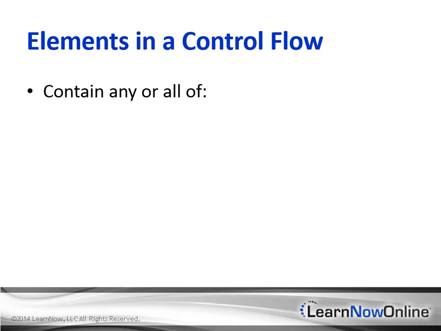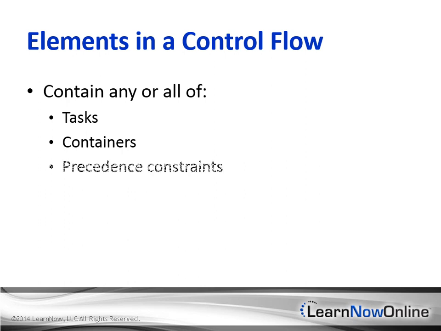Control flows can contain any or all of three broad kinds of elements. The first is tasks, and these are just steps that the package performs, including data flow, file management, and scripting abilities. There can also be containers. These containers let you build a package in units and provide looping and sequence operations. And then there are precedence constraints. These determine the order of operations, as well as allow flow to branch based on success, failure, or some other result of a task.